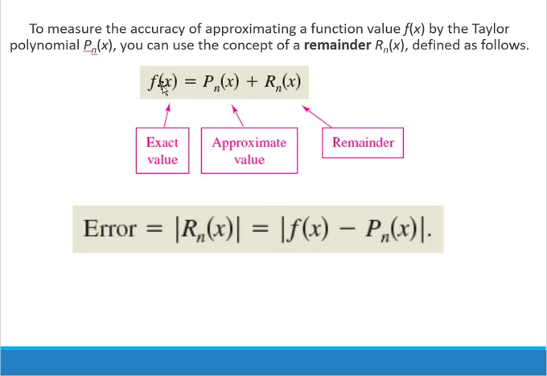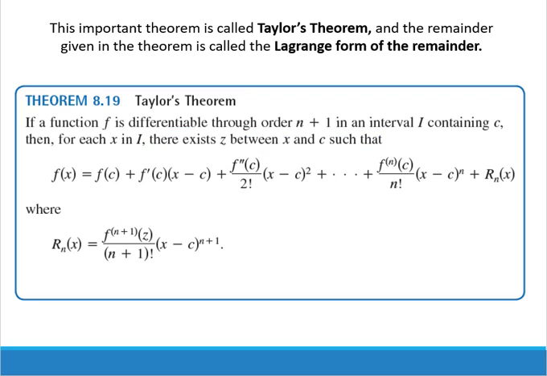To measure the accuracy of a polynomial, you have your exact value, the exact function, say cosine of x, is equal to our polynomial approximation plus the remainder. So our error, or our remainder, is the function minus our polynomial. And there's a formula for this. A lot of books call this Taylor's theorem, and it is often called the Lagrange form of the remainder, or Lagrange error bound.